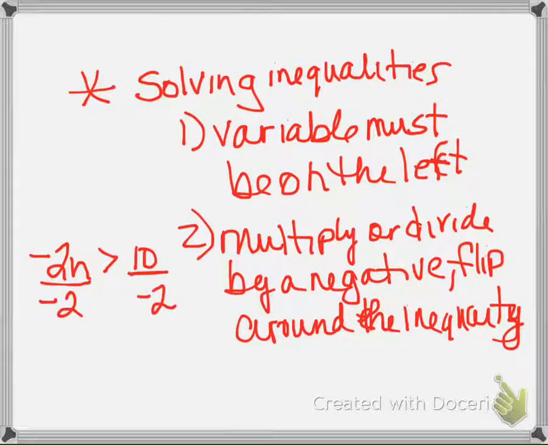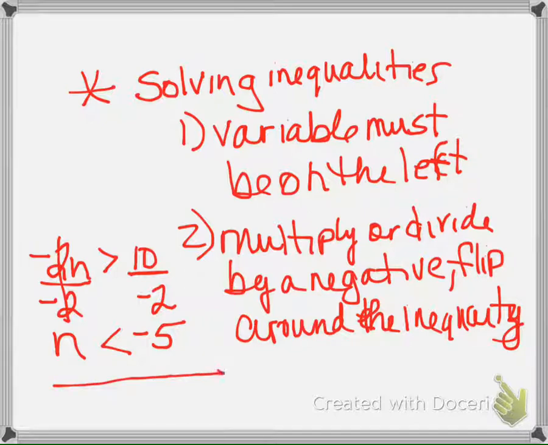And the minute you say divide by negative, you've got to turn that around. That's what number 2 means. It now becomes less than. So negative 2 divided by negative 2 is n. And positive 10 divided by negative 2 is negative 5. So this is what number 2 means.